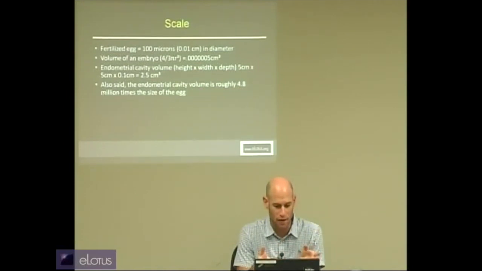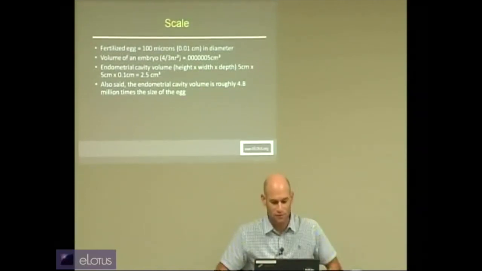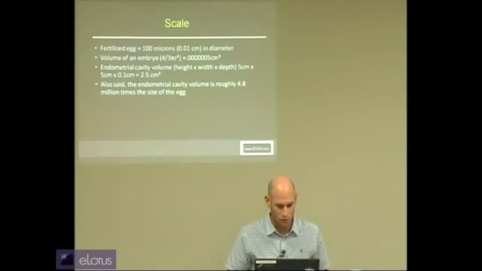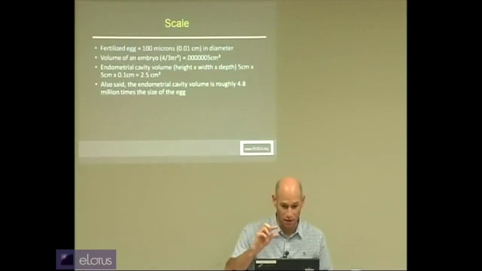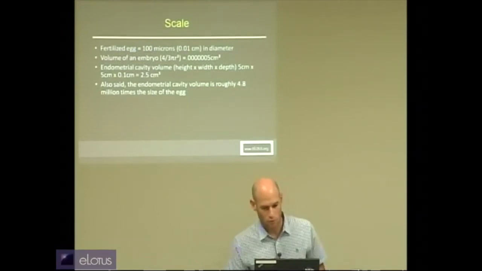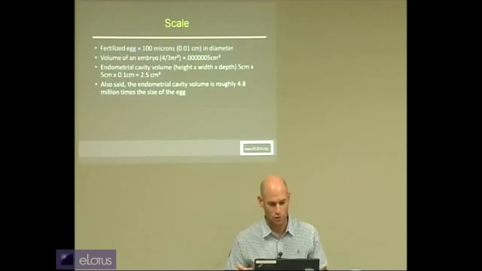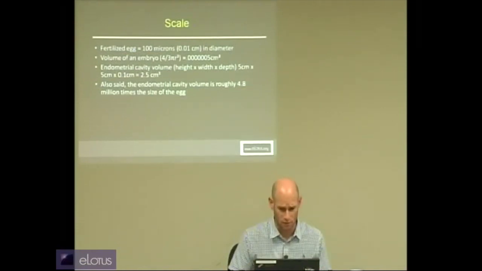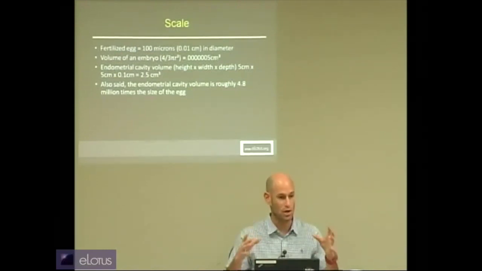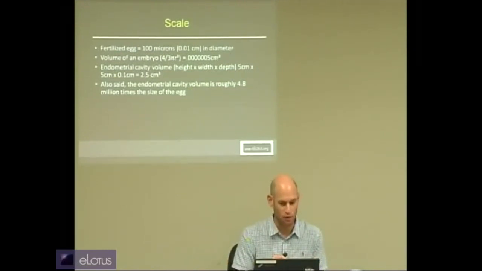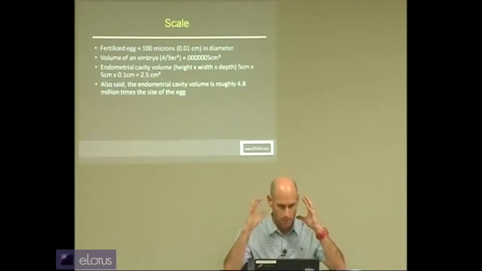Okay, so the endometrial cavity, if we figure out what the volume is of that endometrial cavity, we're going to assume that the cavity itself is about 5 centimeters wide by 5 centimeters long by about 1/10 of a centimeter thick. And so that gives us about 2.5 cubic centimeters. So if we compare that 2.5 cubic centimeters to that 5 times 10 to the minus 6 cubic centimeters, we get about 4.8 million times larger is the cavity than the fertilized egg. Okay, so keep that in mind.